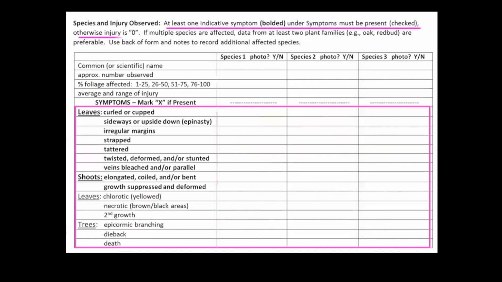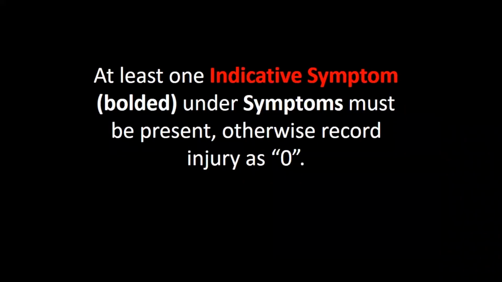I probably will emphasize this too many times, but I will just note that the form itself mentions that at least one indicative symptom bolded under symptoms must be present, that is checked. Otherwise, the injury level is 0, meaning there's no injury indicated. And in case you couldn't read that because it's too small, I've got that same statement here in bolder letters.